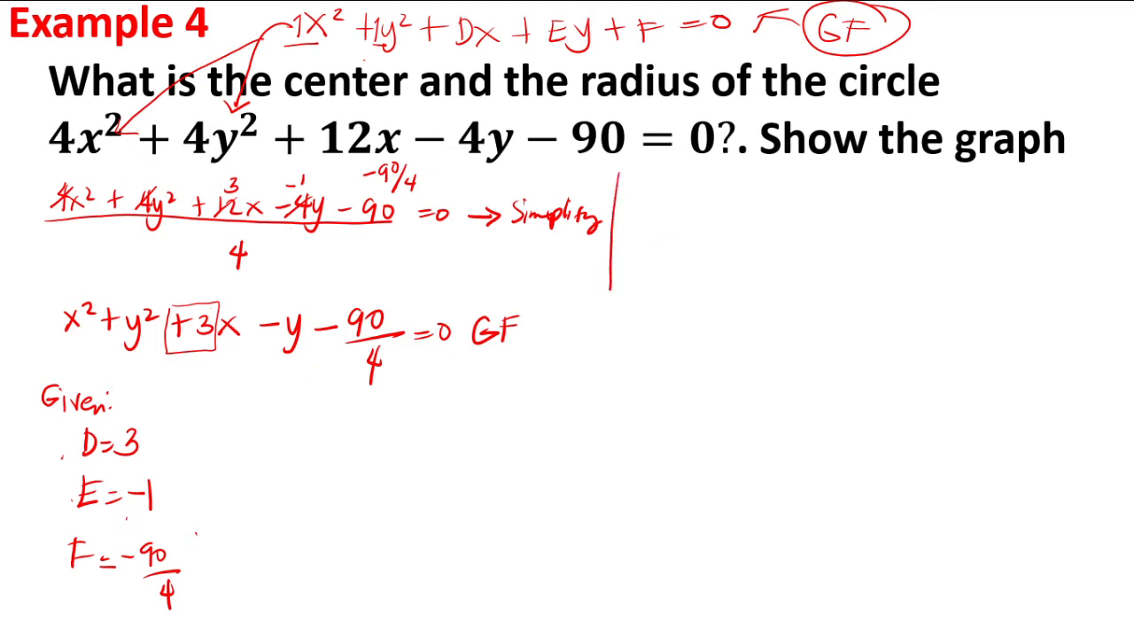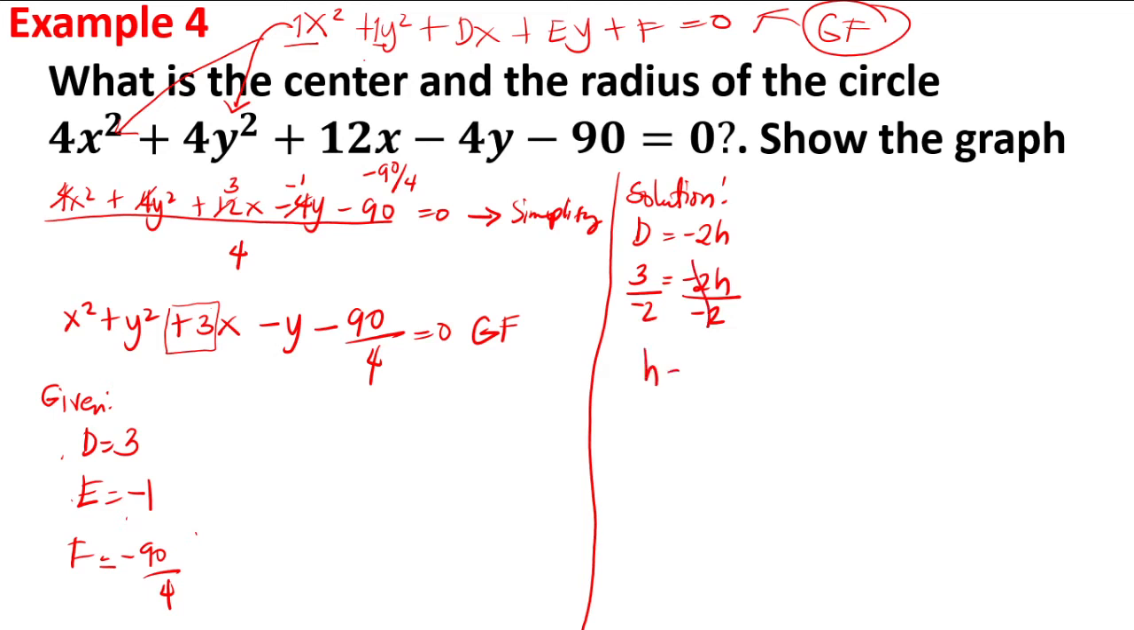Solution na tayo. Magkasya kaya dito? Try natin. So, d is equal to negative 2h. D natin is 3. So, 3 is equal to negative 2h. And then to find the value of h, divide both sides by negative 2. And then negative to negative 2 cancel. H now is equal to negative 3 over 2.